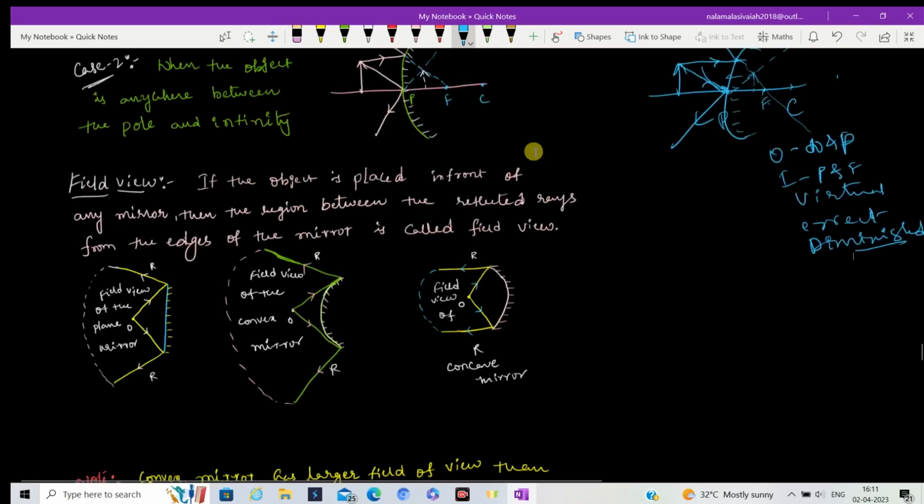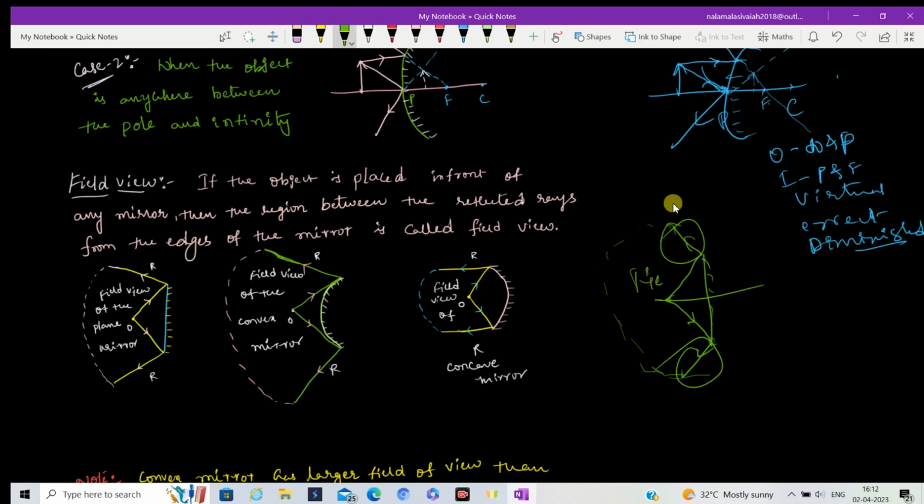Next one, coming to the field of view. So what is field of view? If you take extreme reflected light rays, I will explain. If I am considering a plane mirror like this, one side is coated, and the other side is the reflecting surface. When the light is incident, it will be reflected back like this. The region between extreme reflected light rays, this one is a reflected light ray, this one is a reflected light ray, that is known as field of view.